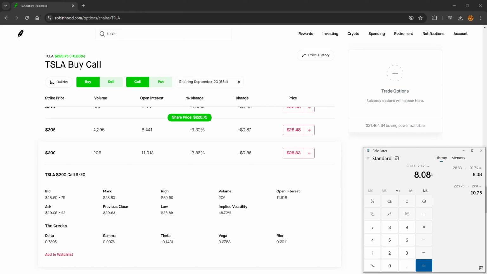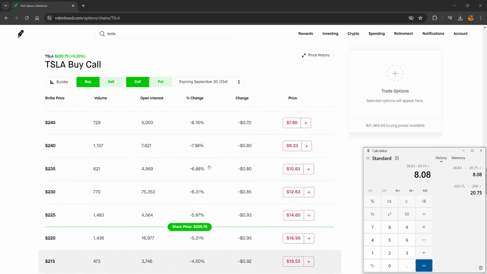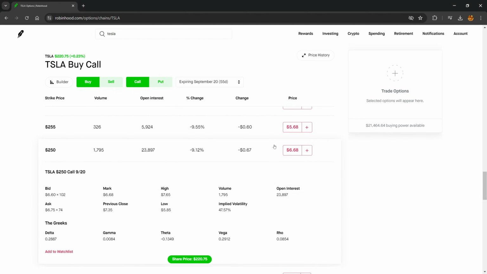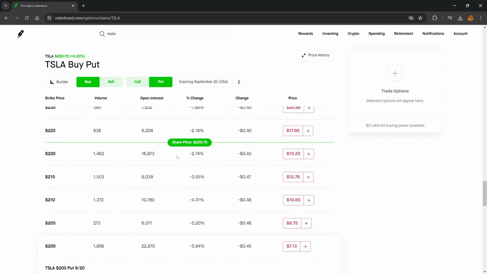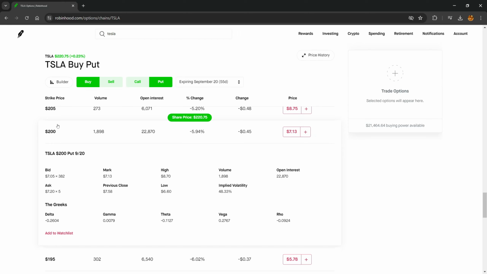This is the time value that we are paying or receiving for playing this option, depending on whether we are buying or selling this option. Let's quickly jump to the 250 and see what's the difference. This is considered out of the money, and the 6.68 option premium is all considered to be extrinsic value. Now, if we jump to the puts and go to the 200 strike, it will be the reverse compared to the call options.